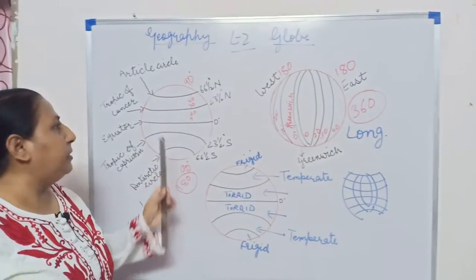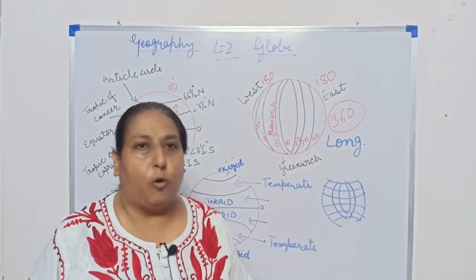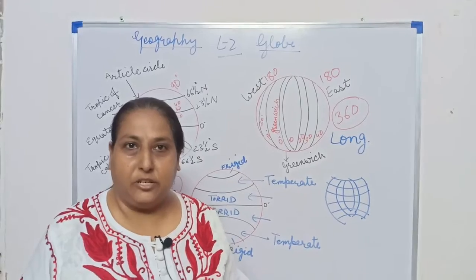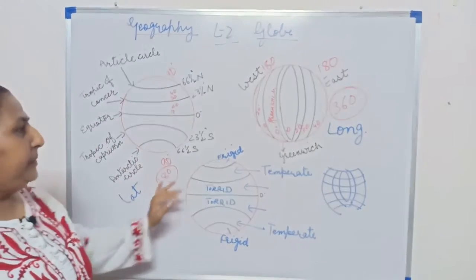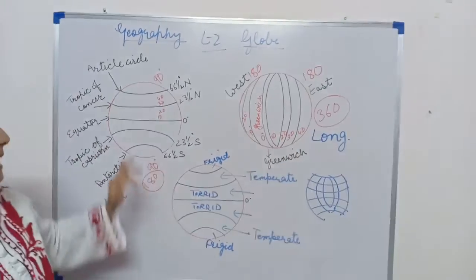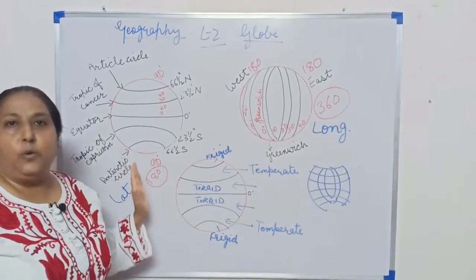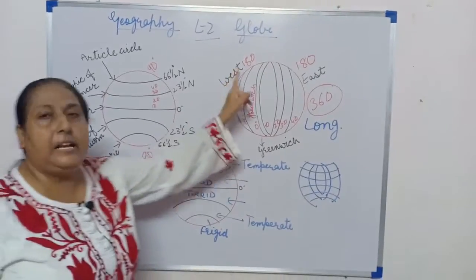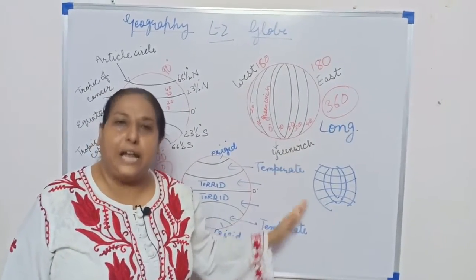Now, students, as I told you, there are two important lines on the globe, and these lines are imaginary lines. First type of line is latitude and the other type of line is longitude. Now, when the lines are drawn from east to west, they are known as latitude, and when the lines are drawn from north to south, they are known as longitude lines.